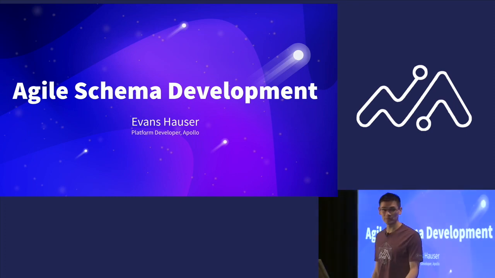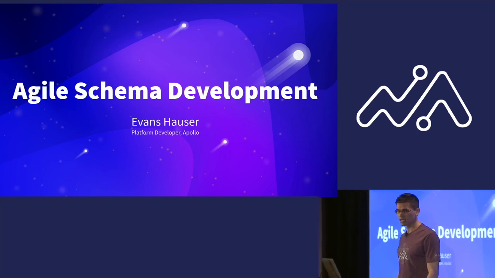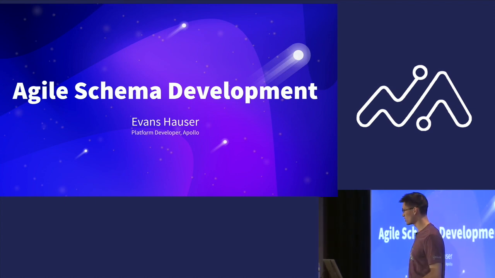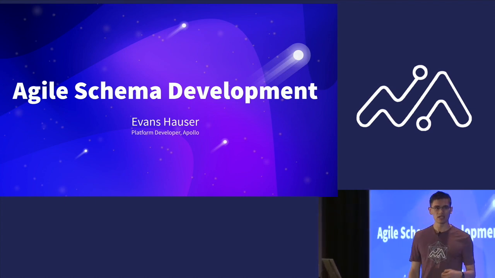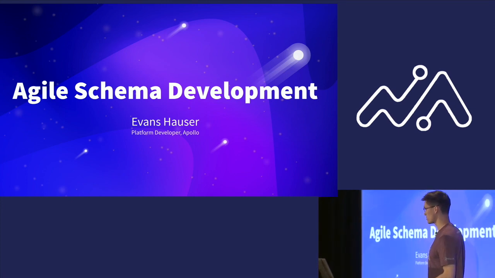I'm excited to talk to you all today about Agile schema development. Agile schema development is a set of guidelines for how to develop a data graph. During this talk, we're going to discuss some of the specific practices and workflows that fall under Agile schema development. And we're going to walk through a demo that has inspiration from the real world use cases that I've run into.